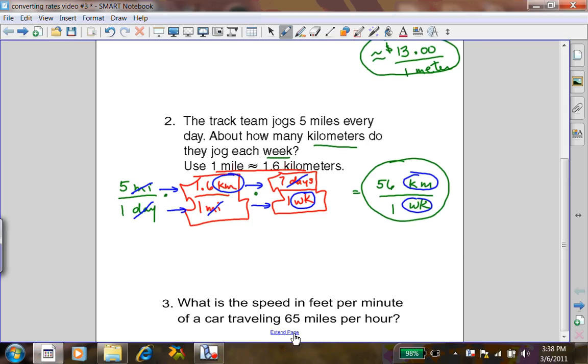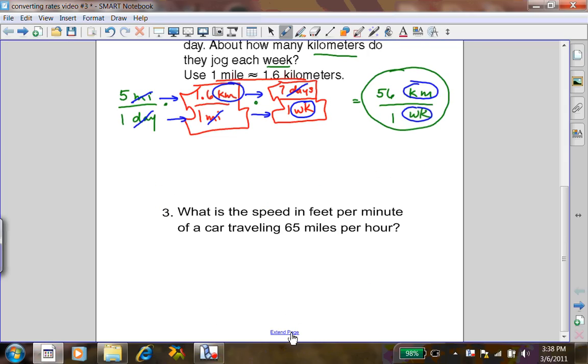All right, last one. This one is fairly similar to the one above. So we're going to start off with the same thing. What is the speed in feet per minute of a car traveling 65 miles per hour? So again, we write down the rate that we're given. We are told 65 miles per 1 hour.